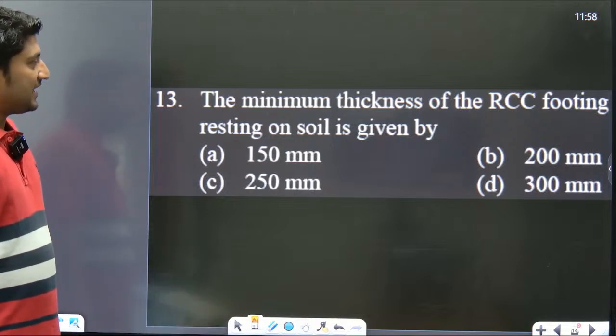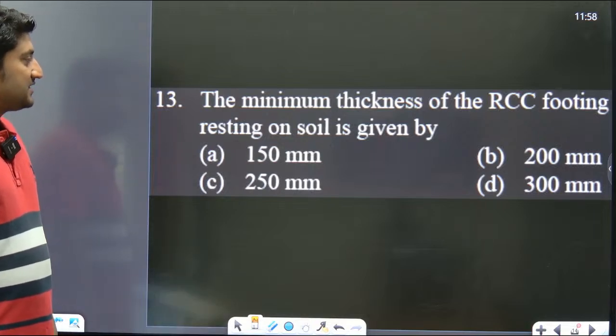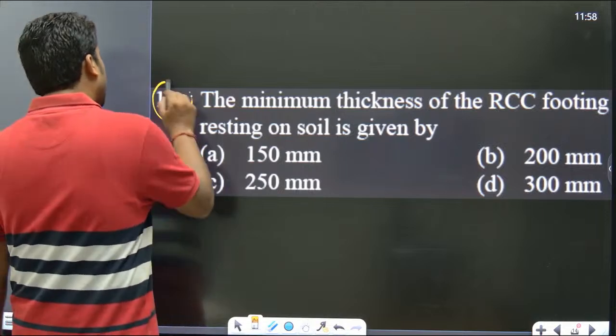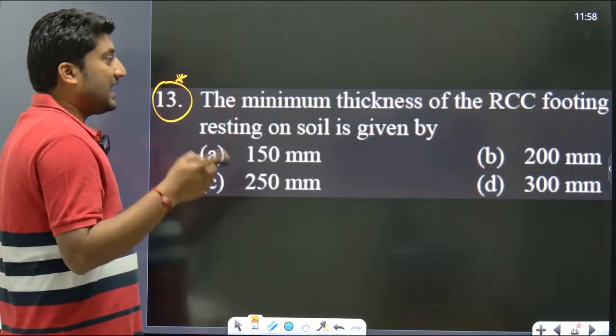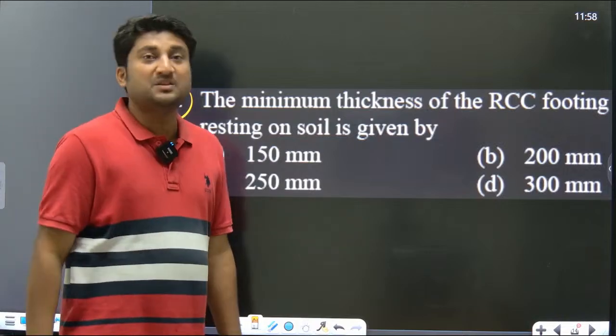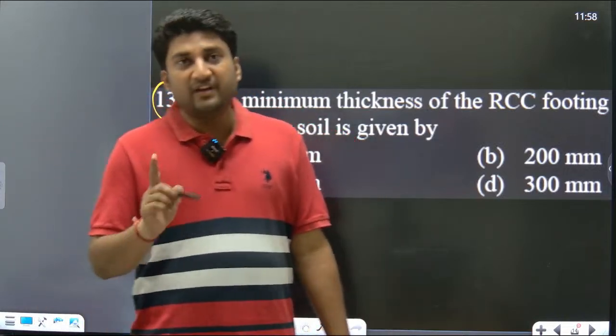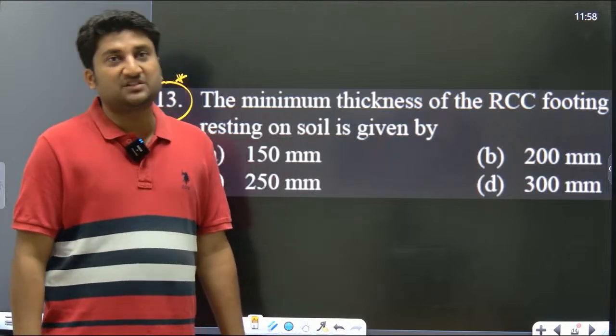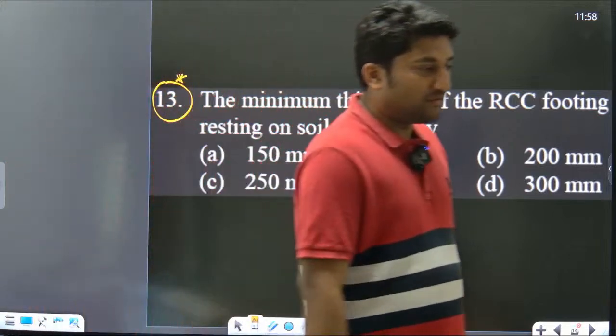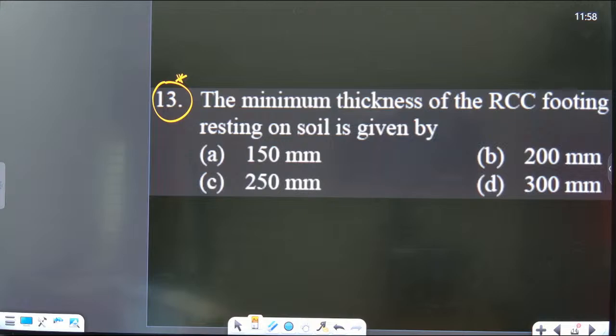The minimum thickness of the RCC footing resting on soil is given by. This is also a very important question. Whenever the RCC footing is resting on the soil, what is the minimum thickness? Also comment, whenever the footing is resting on the piles, then what is the minimum thickness of the footing? Answer me. What is the correct answer?